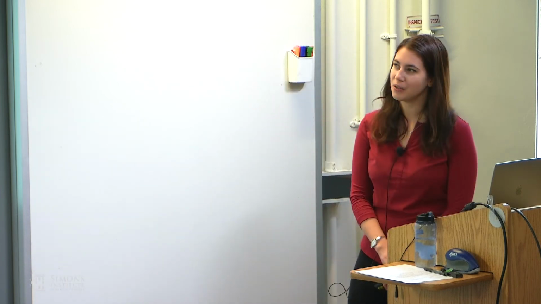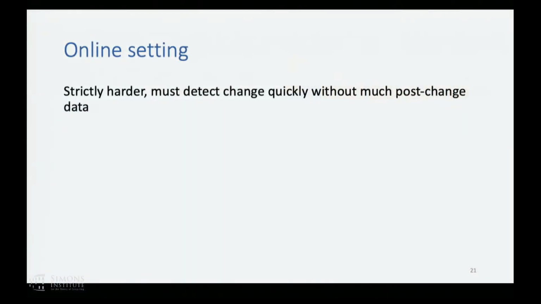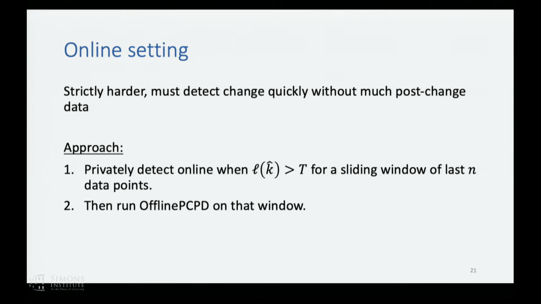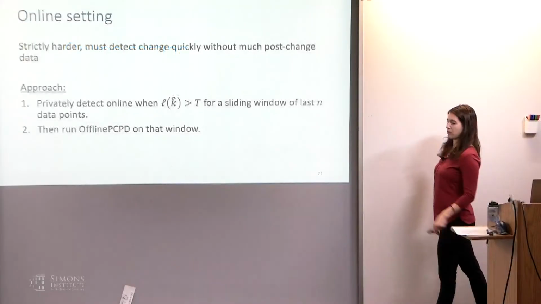All right, so for this online case, this is strictly harder because you have to find the change quickly without very much post-change data, right? Because if you wait a long time and collect more data, then you're going to be too late and the change will have happened a long time ago. And so the approach is going to be to first privately check if a change occurred, and then once we have a change, we're going to run our offline algorithm on that data.